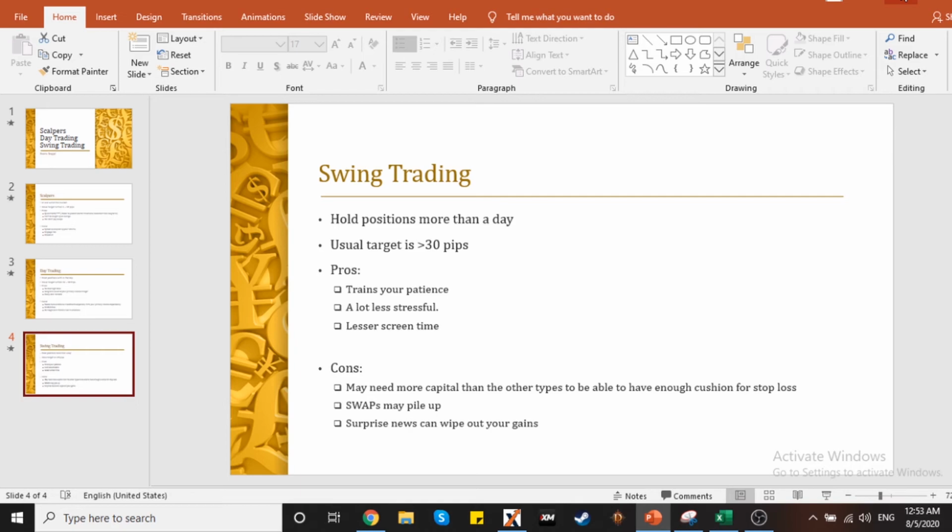Last disadvantage, mga forex, is surprise news can wipe your gains. Correct. So, pag may biglaang NFP or non-farm payroll ang US, mostly this news announces unemployment rate, which would cause investors to either buy or sell, market movers to either move the market, and these can wipe out your wins.